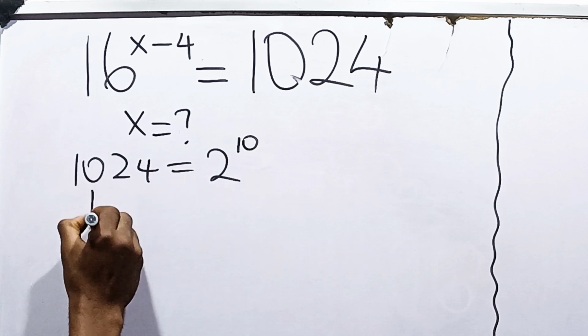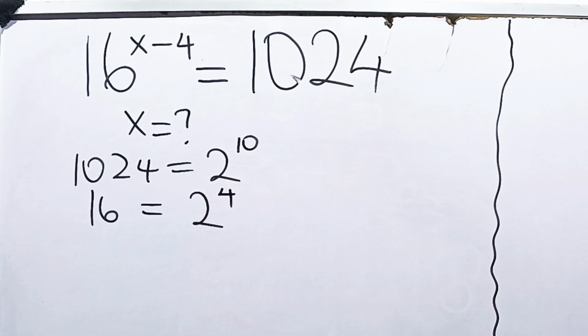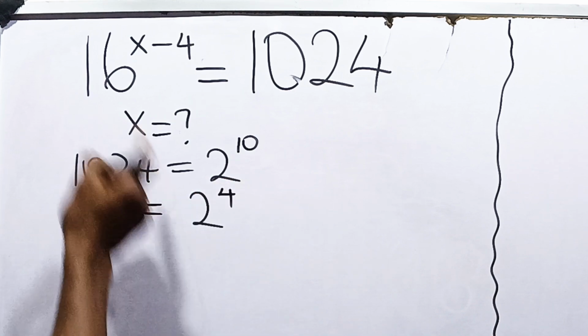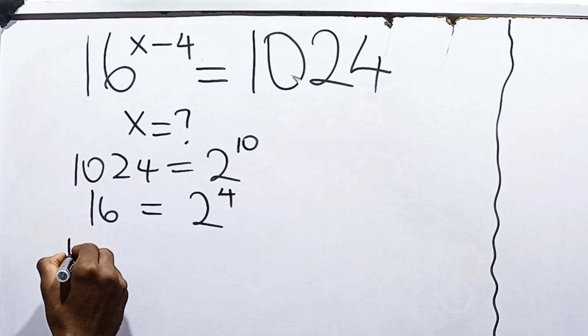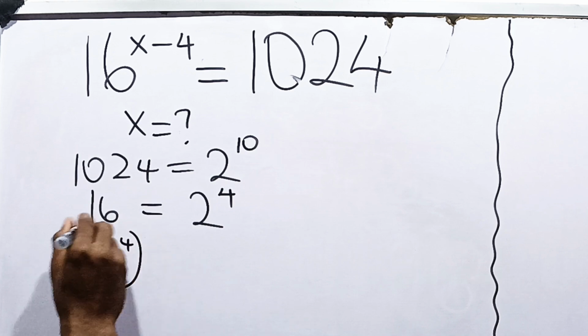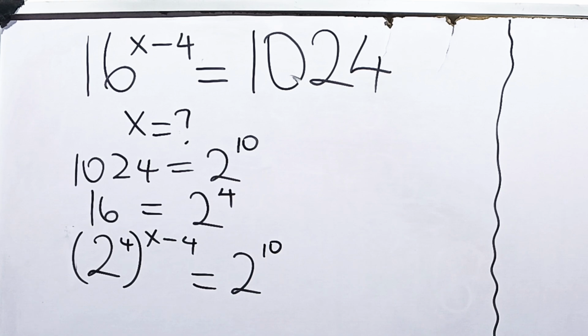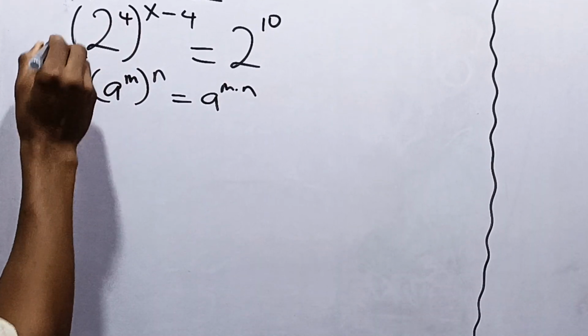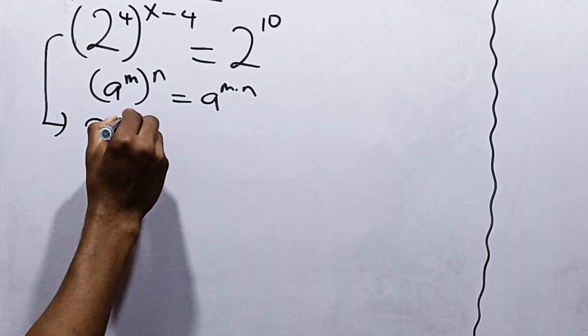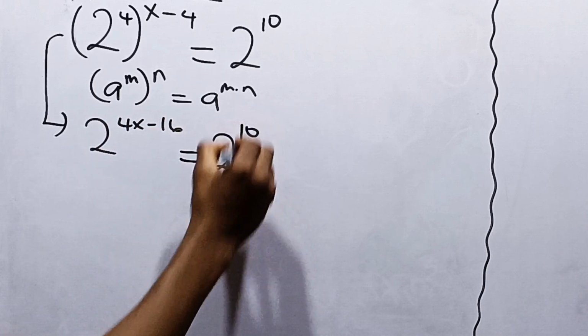On the other hand, 16 is equal to 2 to the power of what? Of 4. Now, we can rewrite this equation as 16, which is now going to be replaced with 2 to the power of 4, raised to the power of x minus 4, is equal to 2 to the power of 10. Moving on from here, when you have a raised to the power of m raised to the power of n, it's equal to a raised to the power of m multiplied by n. This becomes 2 to the power of 4x minus 16 is equal to 2 to the power of 10.